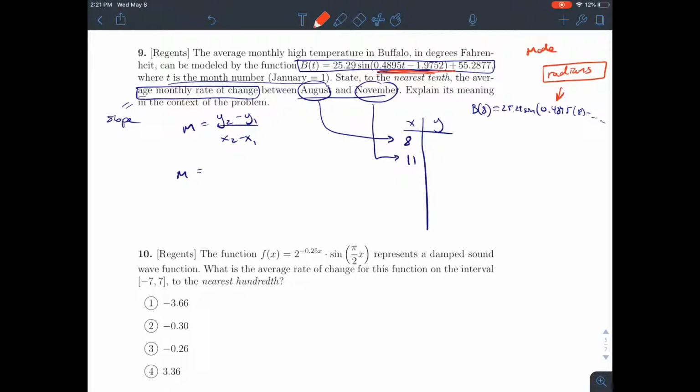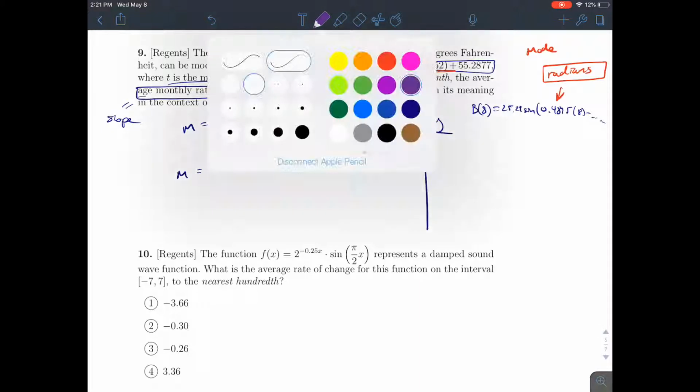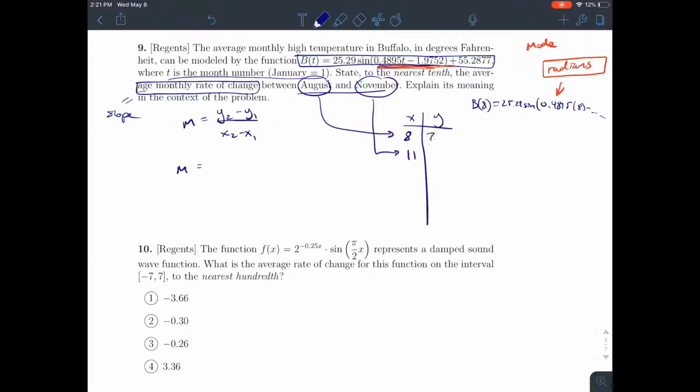I'm literally just putting in 25.29 times the sine of 0.4895 times 8 minus 1.9752, close parentheses, plus 55.2877. And we get a nice long decimal here. I know some of you, Tommy, will be very happy to see decimals. I, on the other hand, wish the problem had been designed a little neater, but sometimes with real-world models, it doesn't always work out how you expect.